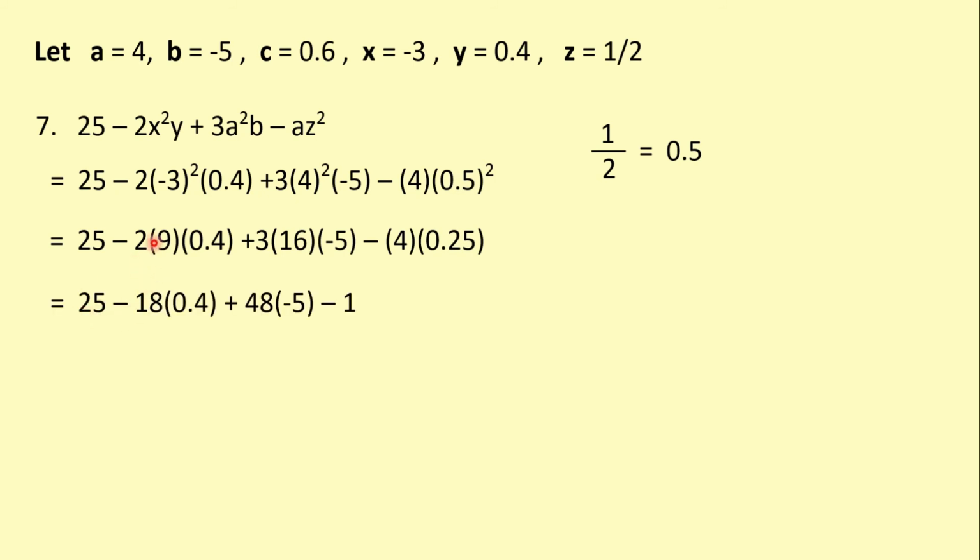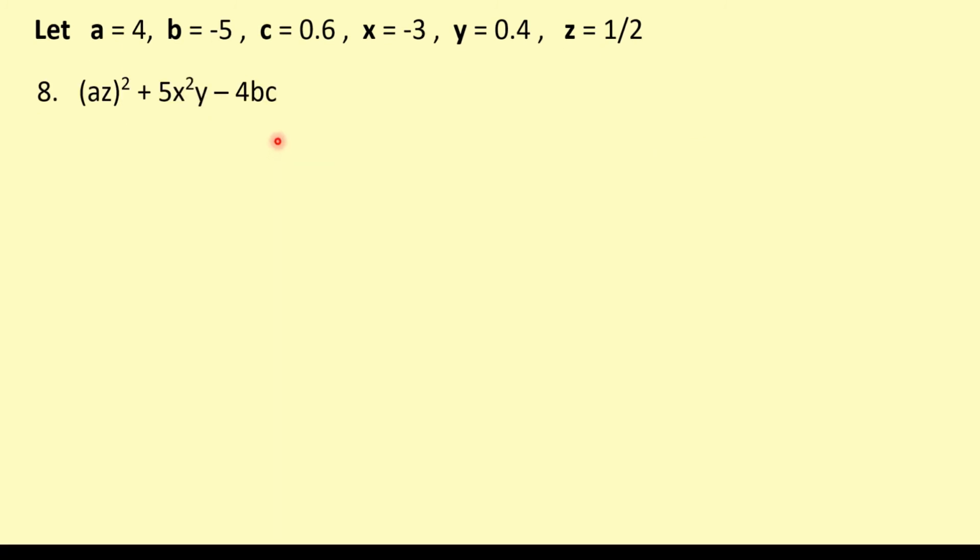2 times 9 is 18, 3 times 16 is 48, 4 times 0.25 is 1. Then yun lang, simplify na naman. 18 times 0.4 is 7.2, 48 times negative 5 is negative 240, and copy lang yung minus 1. And lastly, kung i-add natin itong lahat, 25 minus 7.2 minus 240 minus 1, yung result na is magiging negative 223.2.